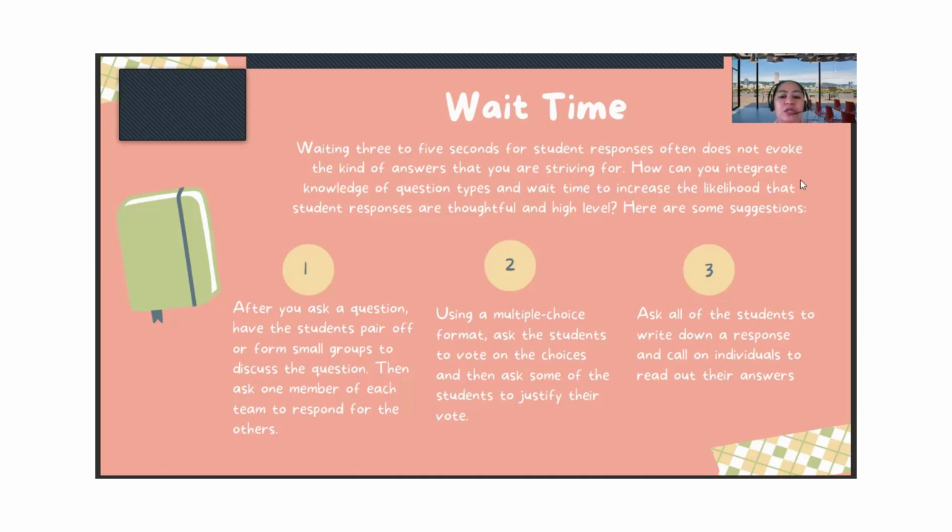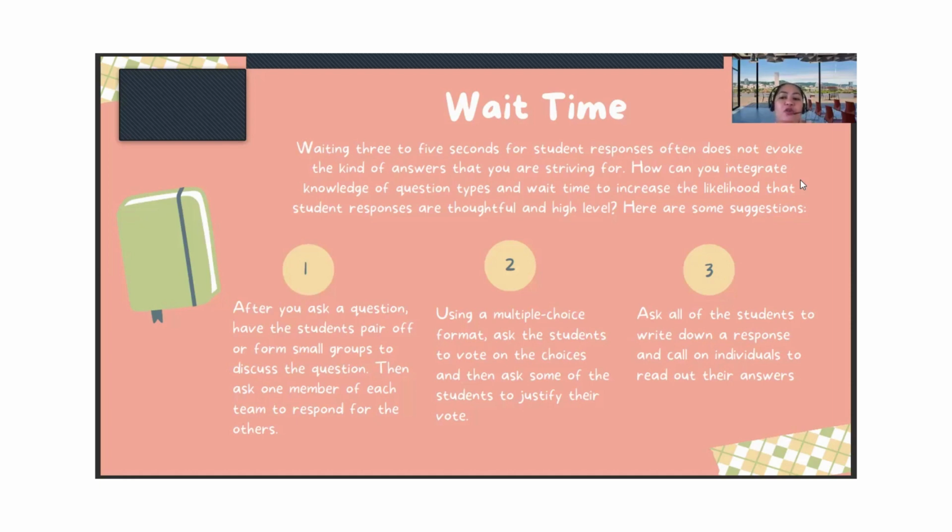Then second is using a multiple choice format. Ask the students to vote on these choices, and then ask some of the students to justify their vote. So another suggestion here is, for example, you will ask the question in multiple choice form. Once they were able to select their answers, then ask them to justify why they selected that particular answer. So this is also an example for that.